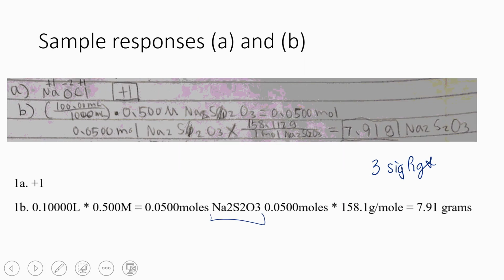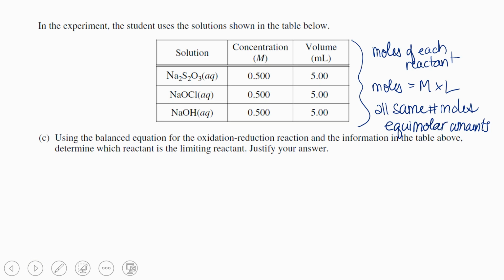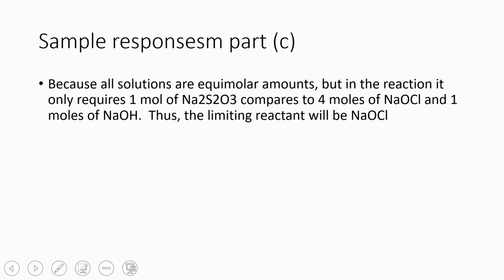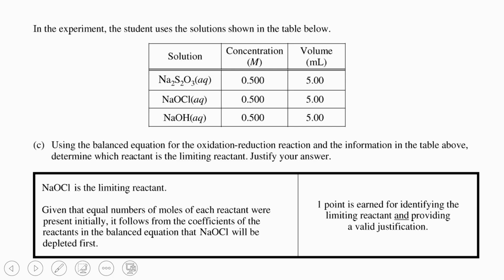So one way in which we could answer this question is actually without doing much math. Let me flip to this answer. You could say this response: because all solutions have equal molar amounts, but in the reaction you only need 1 Na2SO3 compared to 4 NaOCl and 1 NaOH, therefore your limiting reactant is NaOCl. So you could give a response that works here without doing any real calculations. If you look at the scoring guidelines, that is the method they show.